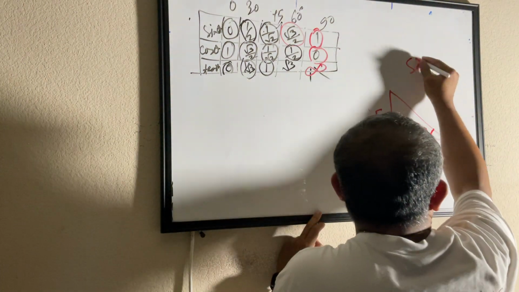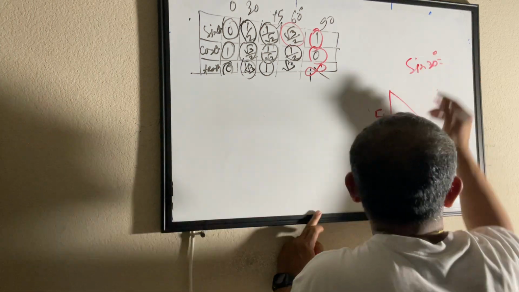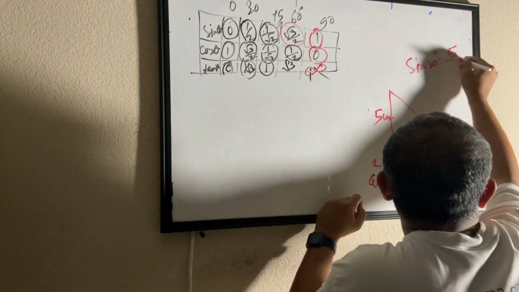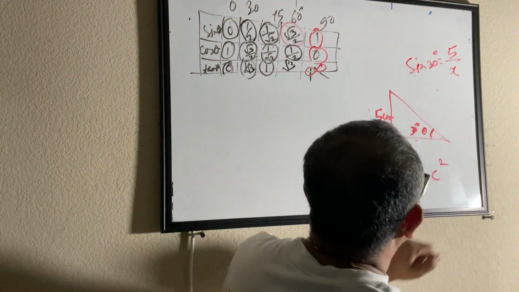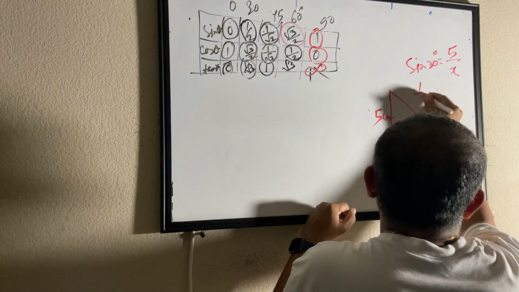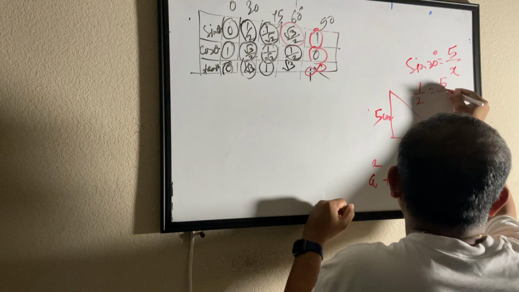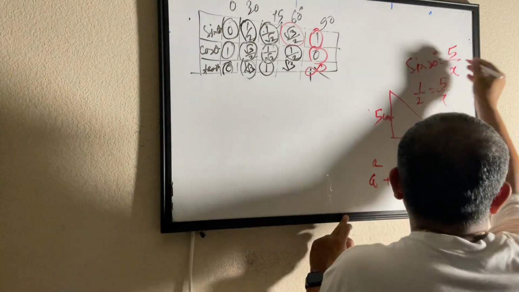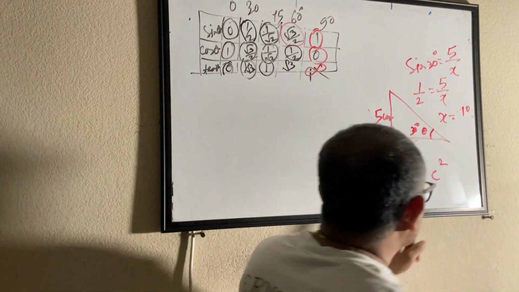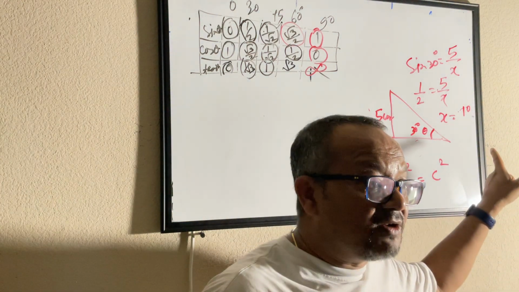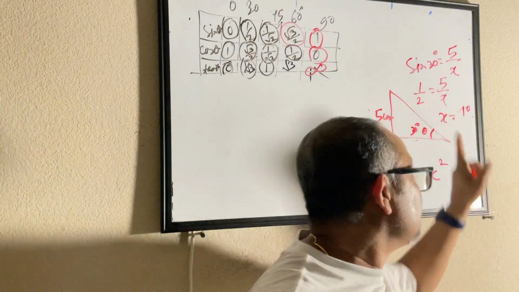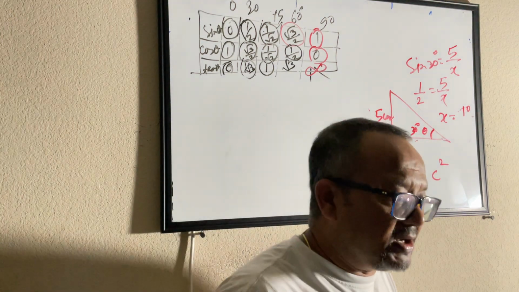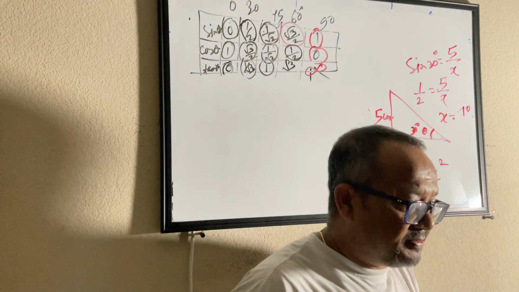We know that sine 30 degrees is the opposite side divided by hypotenuse. And sine 30 degrees, we know its value is 1 by 2. So 5 by x equals 1 by 2. So x equals 2 times 5, that is 10. See, with one side and one angle, we could determine the other side. And the same way you can determine this side and this side also. I mean, everything else.